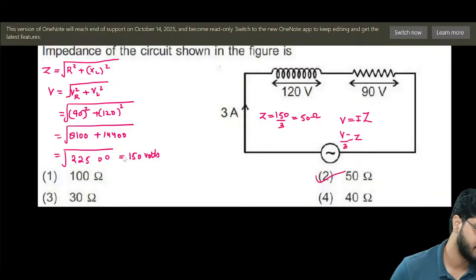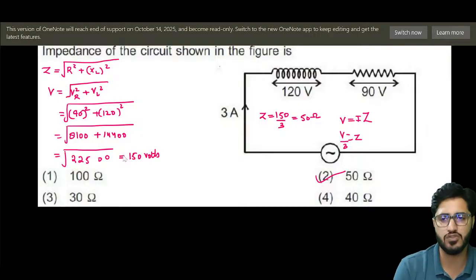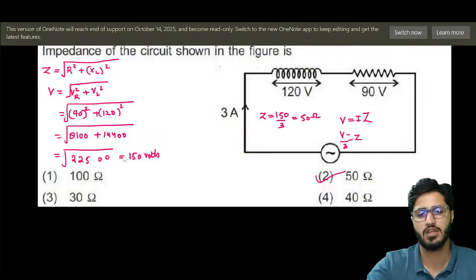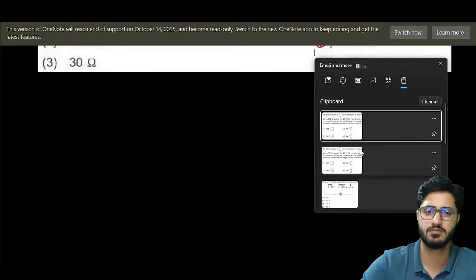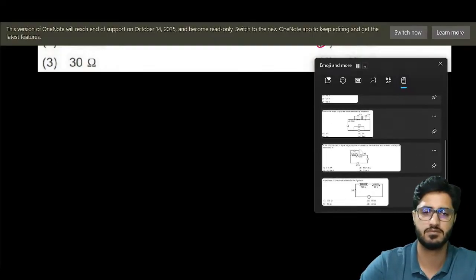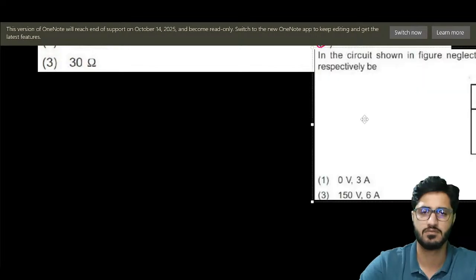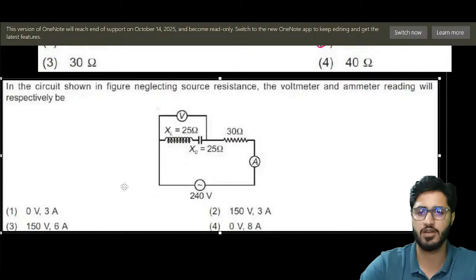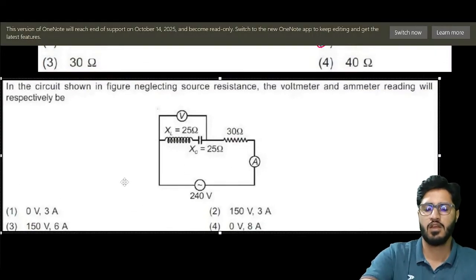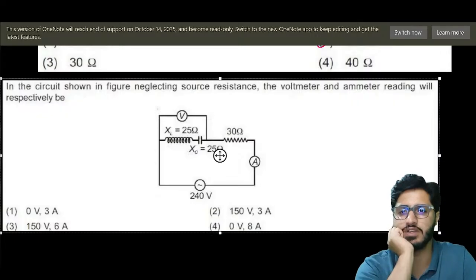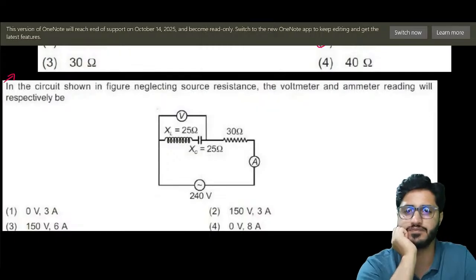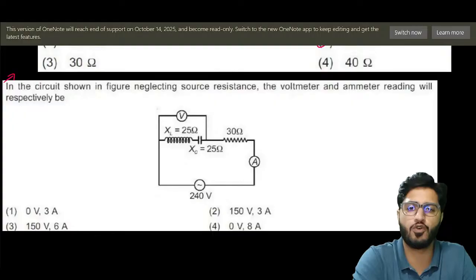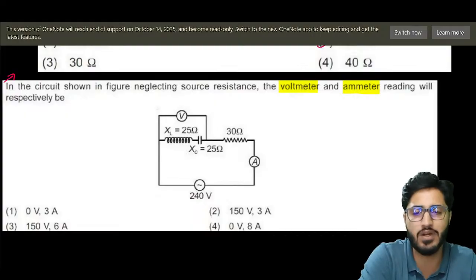Option number second. Okay, you can take the screenshot of this numerical also. You can practice at your place. Okay, second numerical. The numerical says: in a circuit shown in the figure, the voltmeter and the ammeter readings will be. So we have to find out what the voltmeter will read and what the ammeter will read.